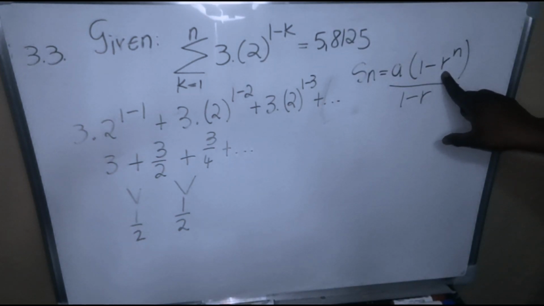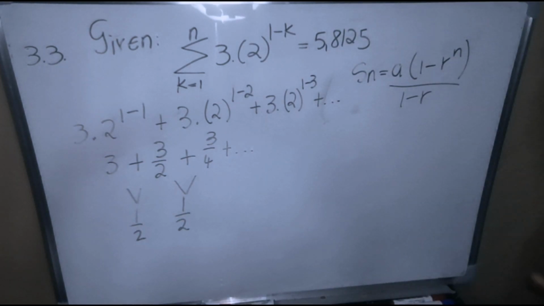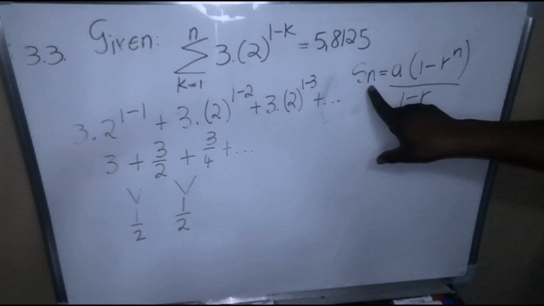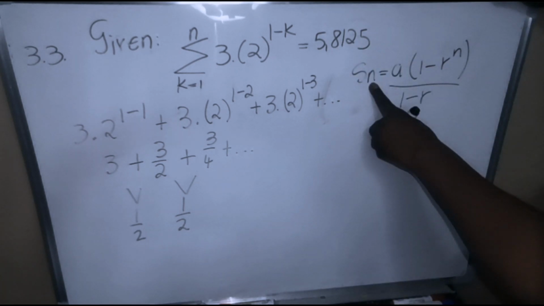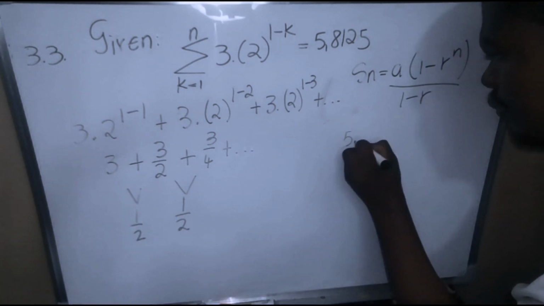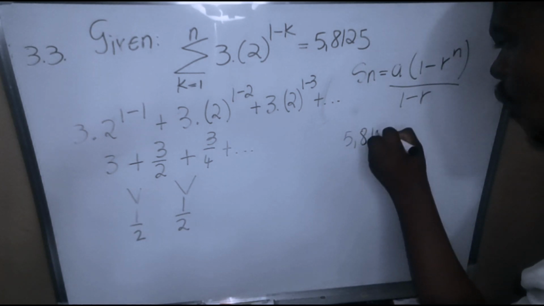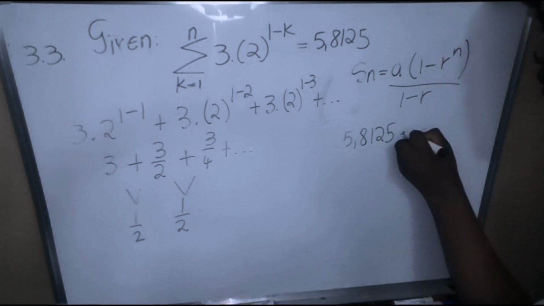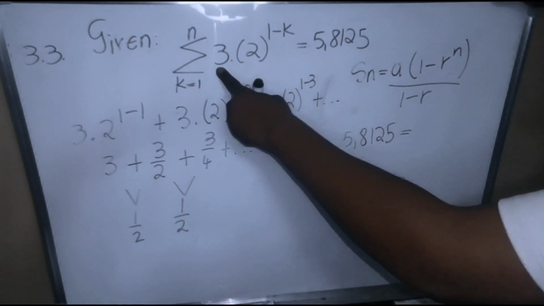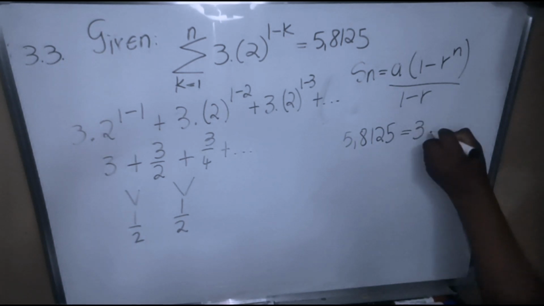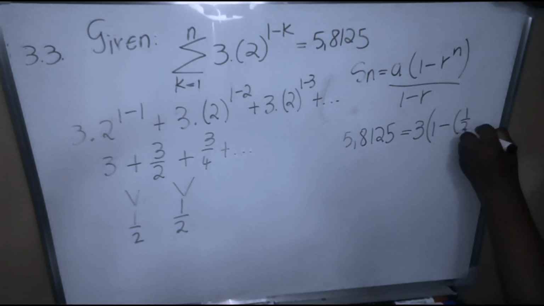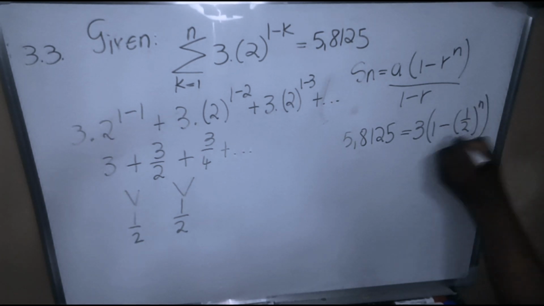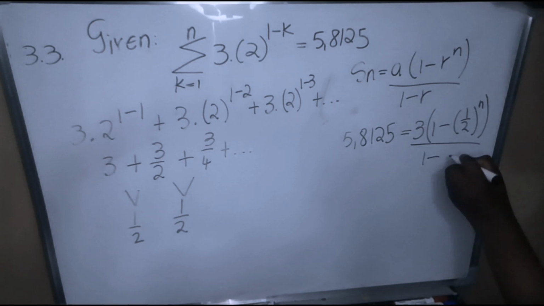We are going to put it here. Our aim was to find the value of n. We know the value of a, the value of r, and the value of Sn. That's how we find the value of n. The sum to n terms, 5,8125, is equal to, what is the value of a? Remember, the value of a is 3, the first term. 3 bracket 1 minus, what is the value of r? It is 1 over 2. 1 over 2 to the power n. You close the bracket, all divided by 1 minus the value of r, which is 1 over 2.